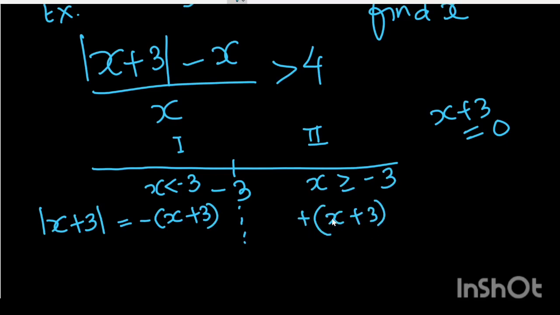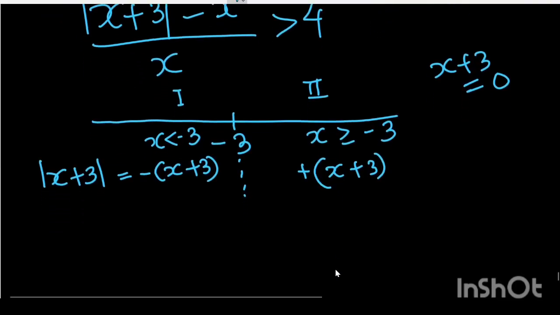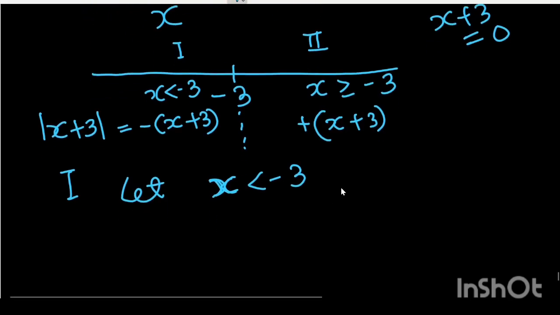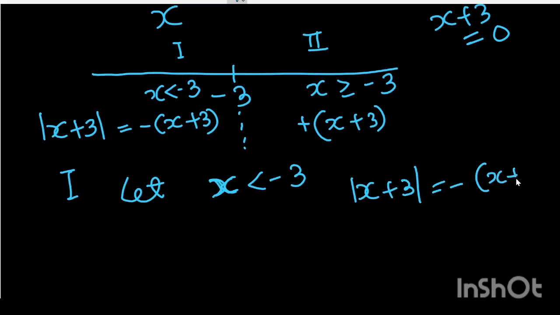First case we will solve, and when you solve the first case, we are assuming that x is less than minus 3, and whatever you are getting after solving it, we have to take intersection with x less than minus 3. That would be the answer of case 1. I will show you how. See, let x be less than minus 3. So mod of x plus 3 gives minus sign. So minus of x plus 3.